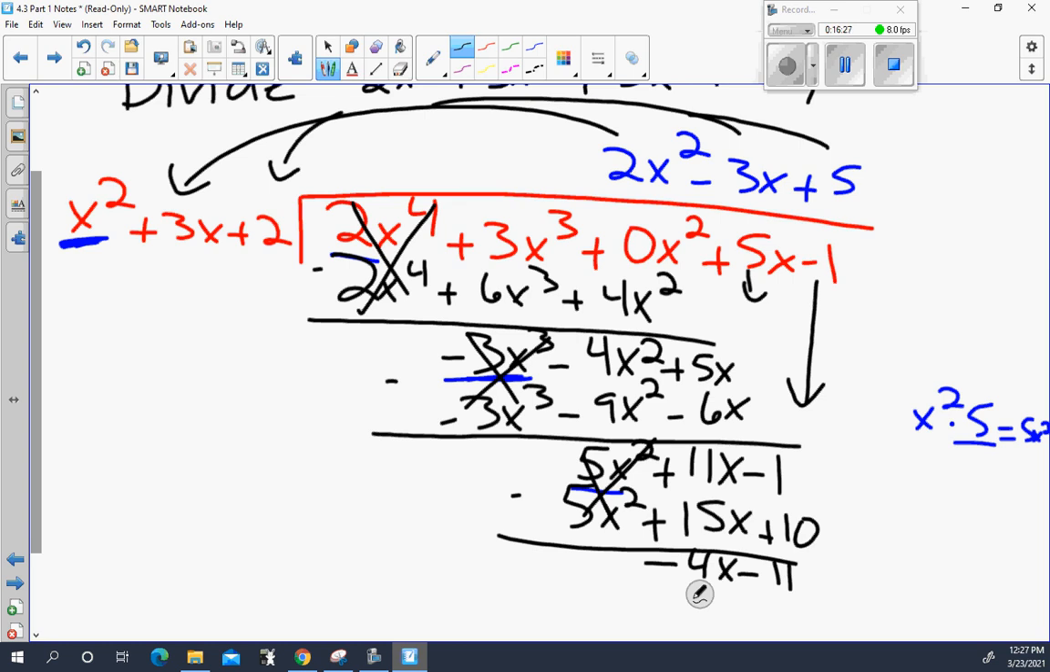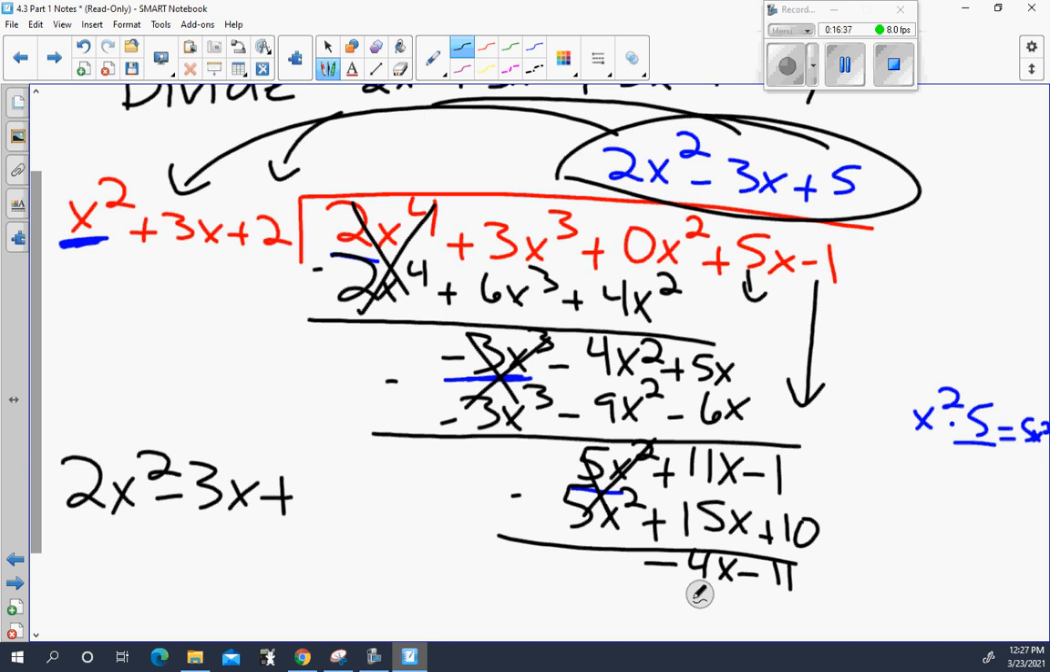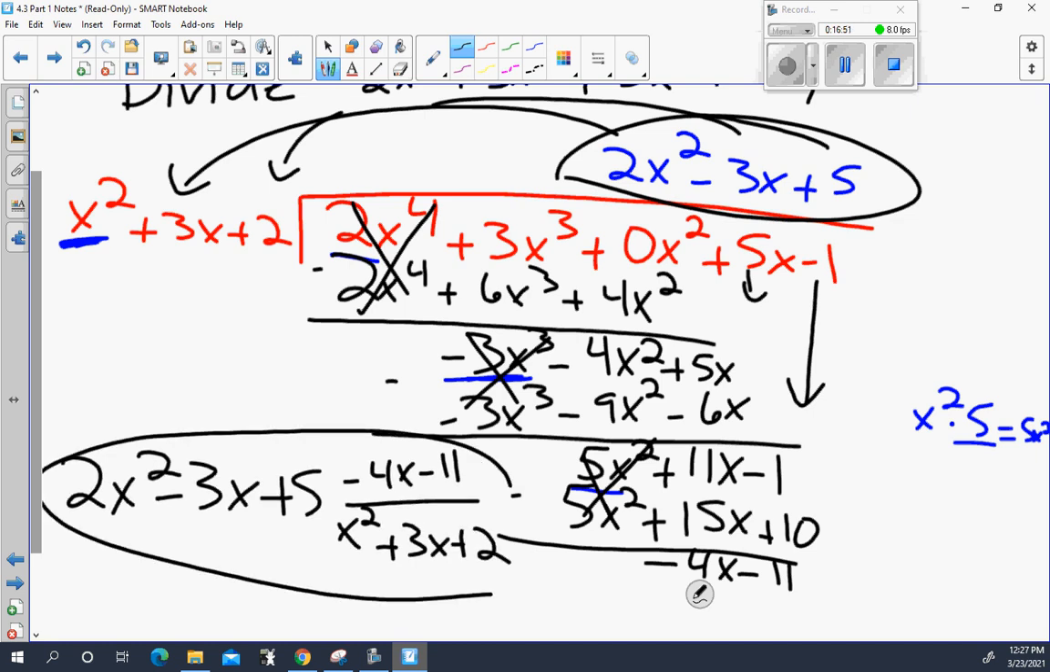So my final answer, I'll write it down here to the left, is what I got up here. 2x squared minus 3x plus 5, and then my remainder, negative 4x minus 11, goes on top of what I'm dividing by, x squared plus 3x plus 2. There's my final answer.